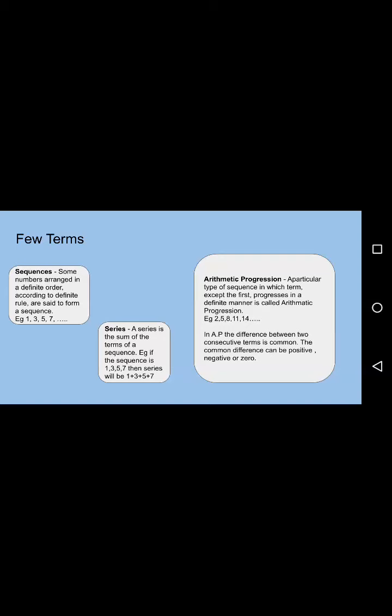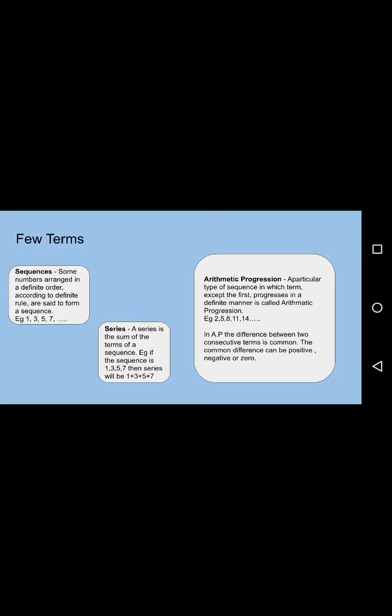What are sequences? Some numbers which are arranged in a definite order according to a definite rule are said to form a sequence. For example, 1, 3, 5, 7, 9, 11 are differentiated by 2, so they form a sequence. Same way we can have 1, 4, 9, 16, 25, the squares of numbers. Again, it's a sequence. Another example: 3, 6, 9, the table of 3, or the table of 7s. It's a kind of sequence.